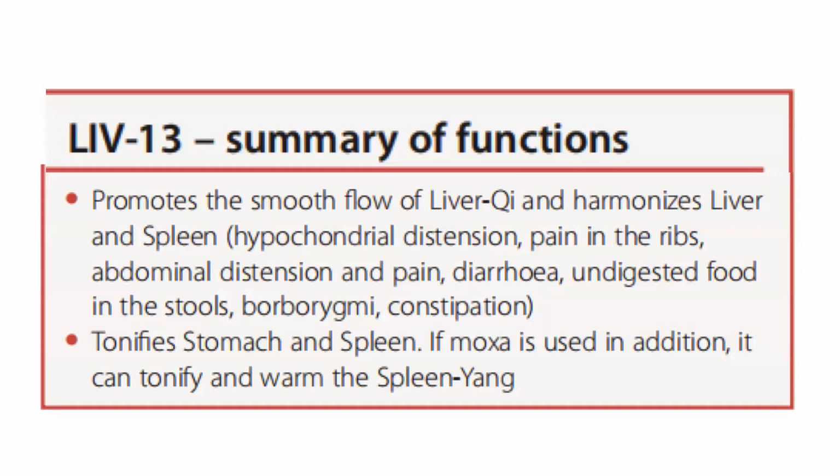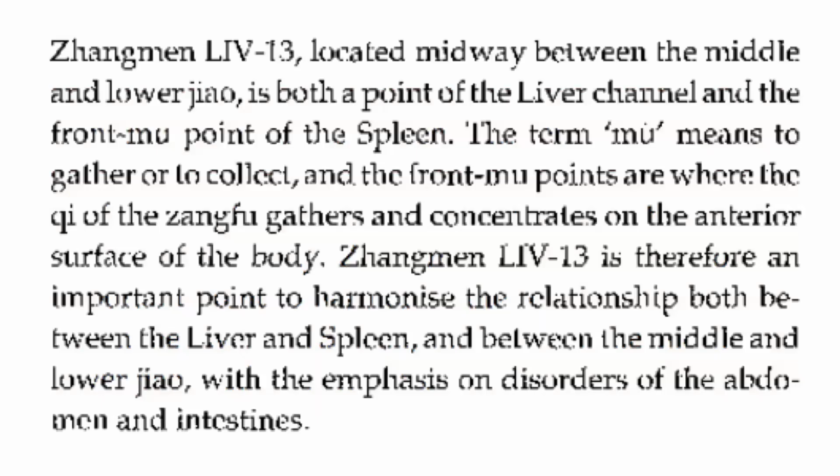Now we go to the liver 13 summary of functions. It promotes the smooth flow of liver qi and harmonizes the liver and spleen. It treats hypochondrial distension, pain in the ribs, abdominal distension and pain, diarrhea, undigested food in the stools, borborygmi, constipation. It tonifies stomach and spleen. If moxa is used in addition, it can tonify and warm the spleen yang.